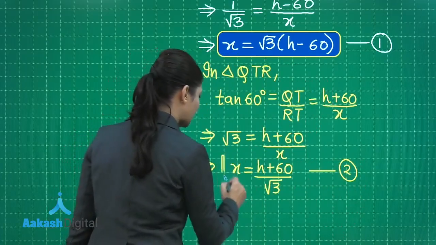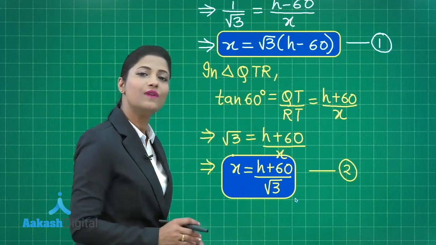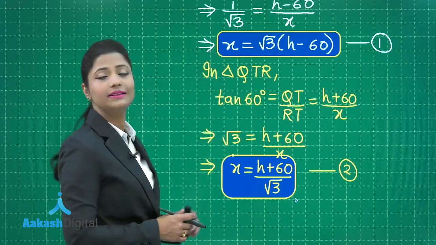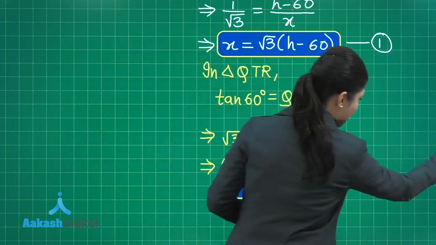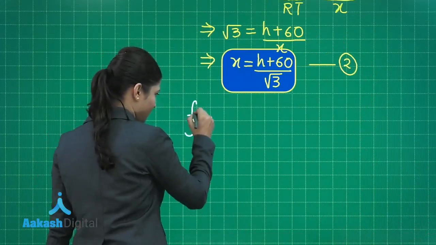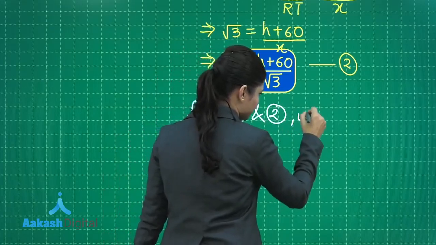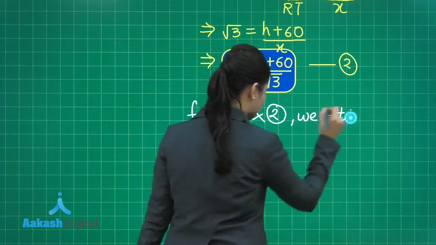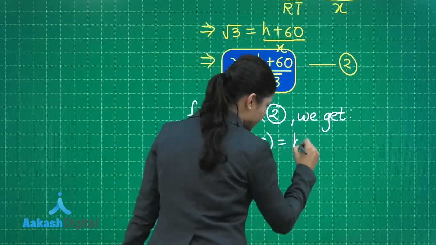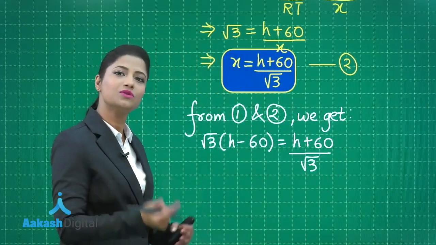So I have obtained equation number 1 and equation number 2. In both these equations, you can clearly see I get the value of x. So I can compare these two equations. On comparing, the right hand sides will be equal. So from equation 1 and 2 we get root 3 times h minus 60 is equal to h plus 60 upon root 3. So you can clearly see I am getting an equation in terms of variable h.